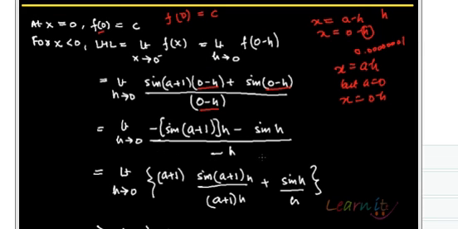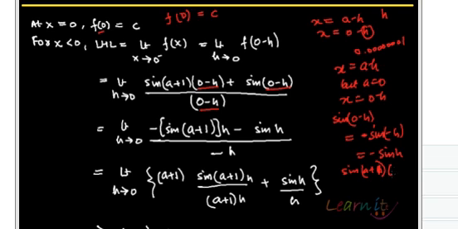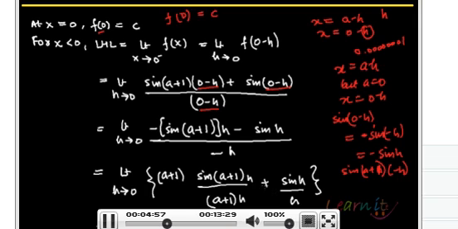Now what are you going to do? 0 minus h means minus h, so sine of 0 minus h is actually sine of minus h. You also know that sine of minus theta is equal to minus sine theta. So it is minus sine of h, and this is what I have written out here. Similarly you have sine of (a plus 1) times minus h, and this also becomes minus sine of (a plus 1)h, because sine of minus theta is minus sine theta. So I have taken this minus sign common, and you will have this plus out here.